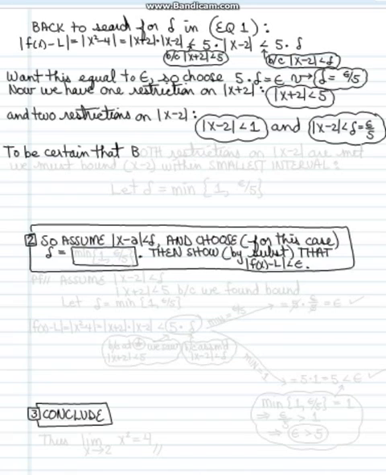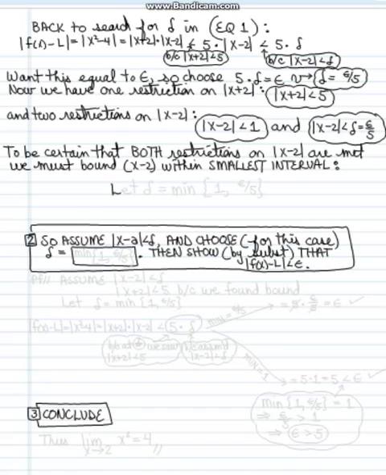So we have to be certain that both of these restrictions on the absolute value of x minus 2 are met. To do that, we're going to bound x minus 2 within a smallest interval by saying let delta equal the minimum value between these two values, 1 and epsilon over 5. That way we were respecting both of these restrictions on the absolute value of x minus 2. Okay, so step 2. We're going to assume the absolute value of x minus a is smaller than delta and choose for this case delta equals the minimum between 1 and epsilon over 5, then show by substitution that the absolute value of f of x minus L is smaller than epsilon.